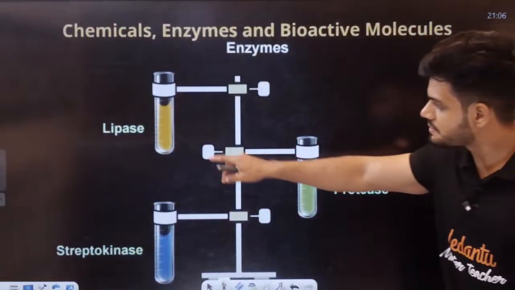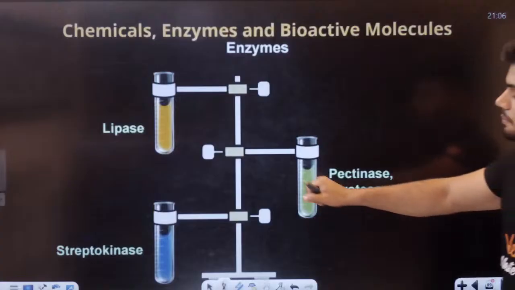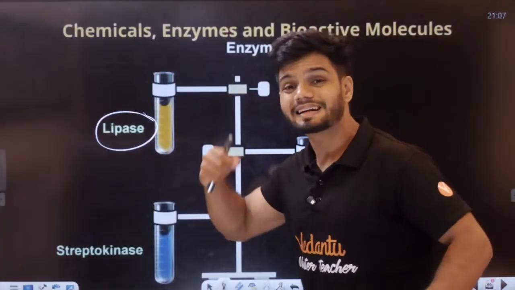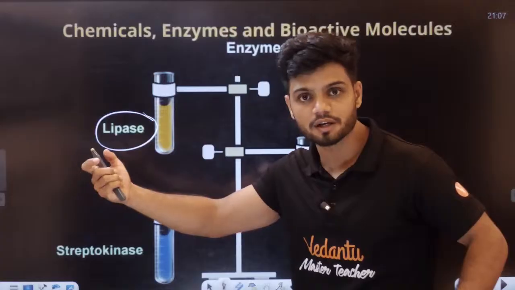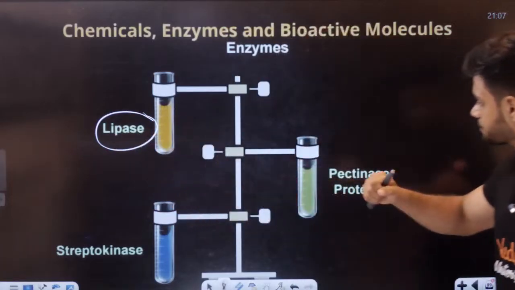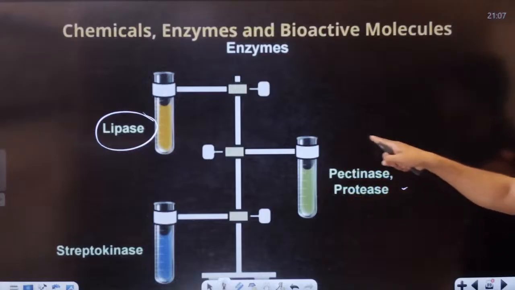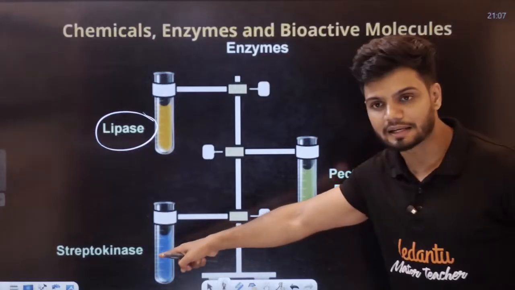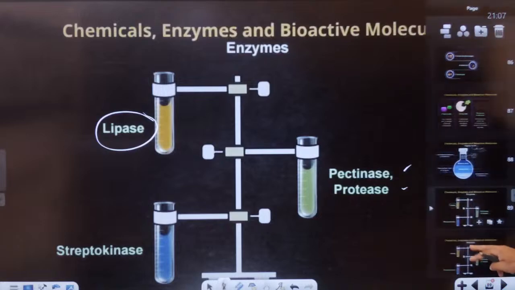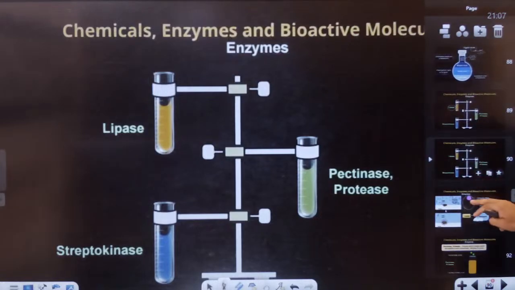Now, there are different enzymes. Lipase is an enzyme which can be used to clean detergents. It is used as a detergent, used to remove oil stains and everything. There is pectinase, proteases used as a clarifying agent. Then we have streptokinase. I'll teach you one by one now, students. Okay. Now, students, understand.